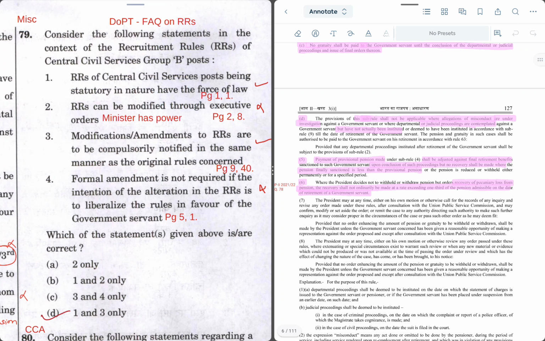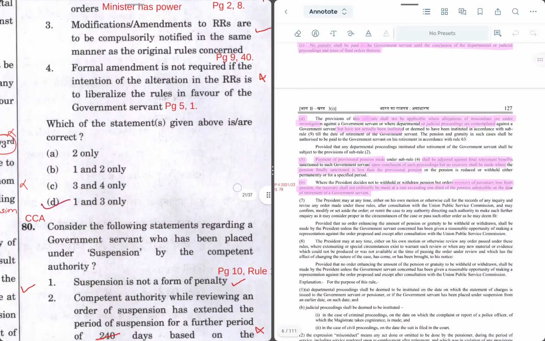Modifications and amendments to recruitment rules are to be compulsorily notified in the same manner as the original rules concerned. Yes, through gazette notification after the minister's approval and proper consultations at each level. Statement 4 says formal amendment is not required if the intention of the alteration in recruitment rules is to liberalize the rules in favor of the government servant. Note, formal amendment is required every time we make some changes, especially in this case in statement 4. So the correct options are 1 and 3 only. That is, option D is the right answer.